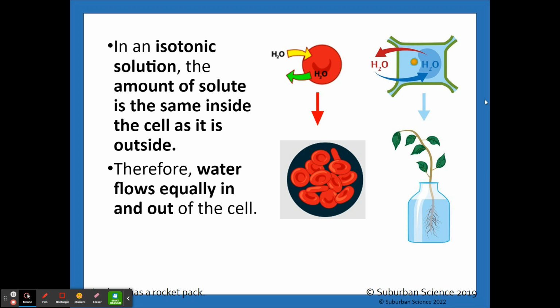Whenever this happens, the solutions are considered to be isotonic, which means that they have the same strength. Note here that strength refers to the amount of solute, not water. Again, it's the amount of solute, not water, inside of the cell. So, in other words, there should be an equal flow of water in and out of the cell with reference to the amount of solute.